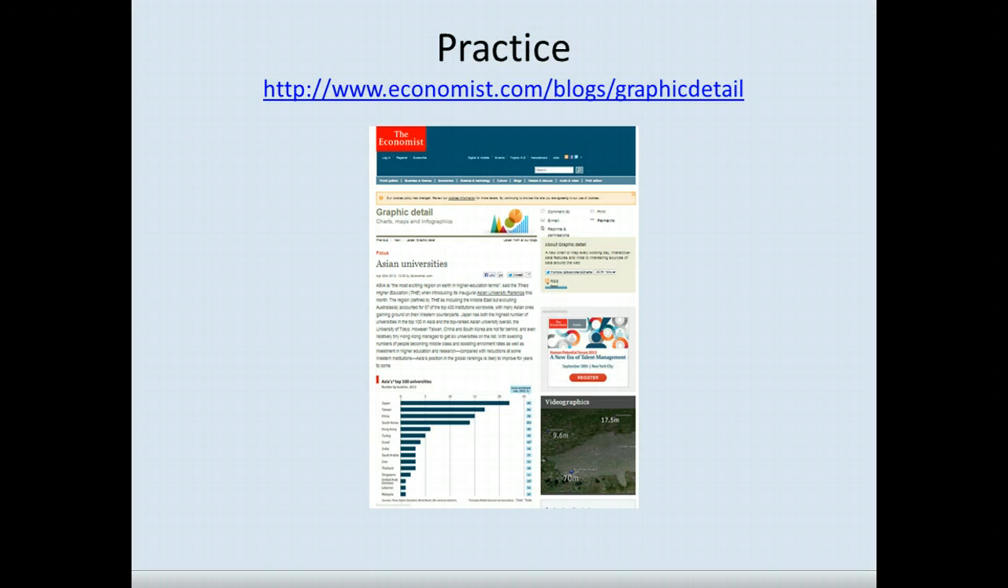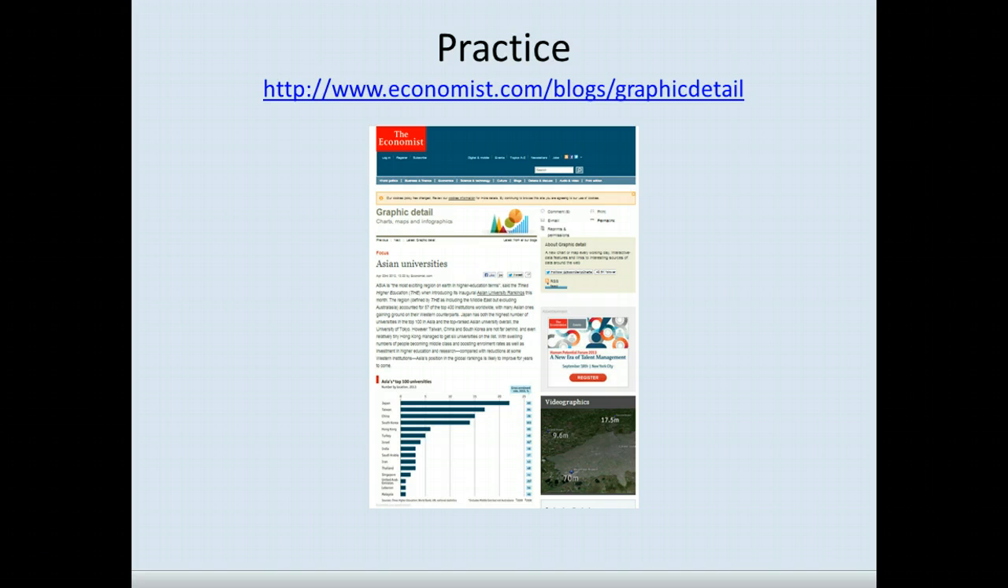Now, if you want more practice with analyzing graphs, there is a magazine called The Economist, and every day on their website they have a different chart. And some of the charts are very complicated and they're like nothing that you would see in the IELTS exam, but they do have bar graphs and line graphs and pie charts and tables.